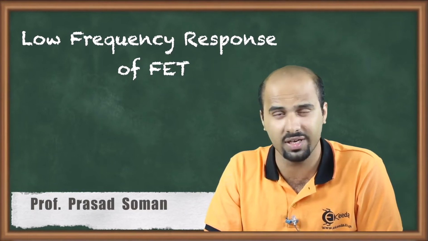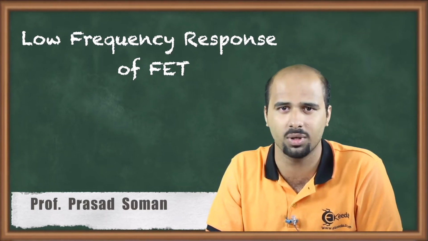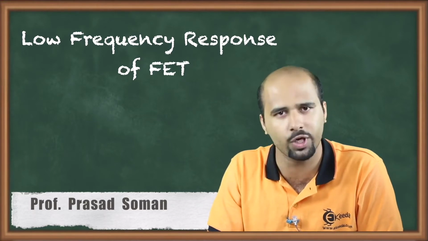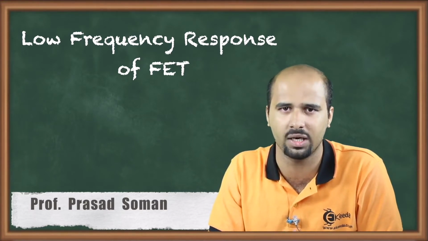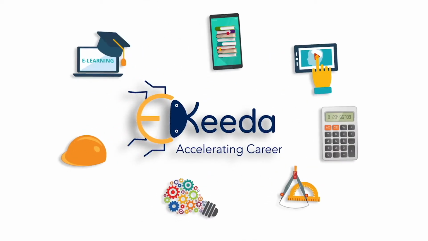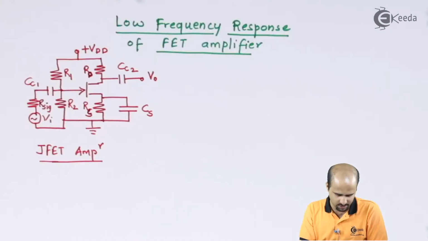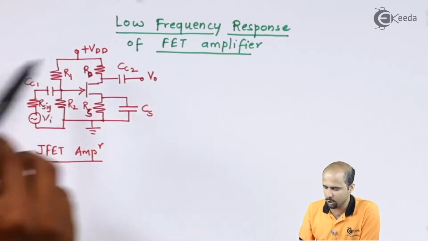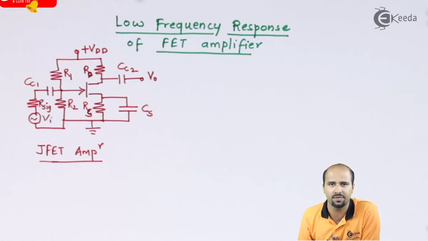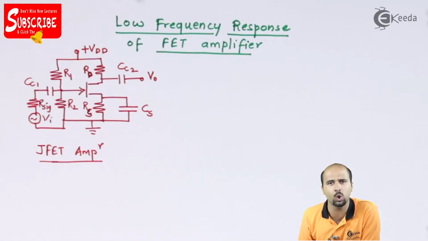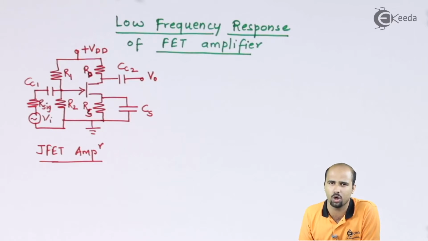We still have the same logic, the same procedure to follow for the low frequency response of the FET amplifier as it is. Before applying the low frequency response, we have to understand that we are just finding the value of the low cutoff frequency. Once we get the low cutoff frequency, we'll be able to draw the frequency response of the FET amplifier, right?